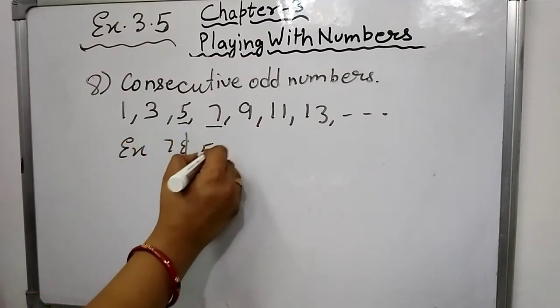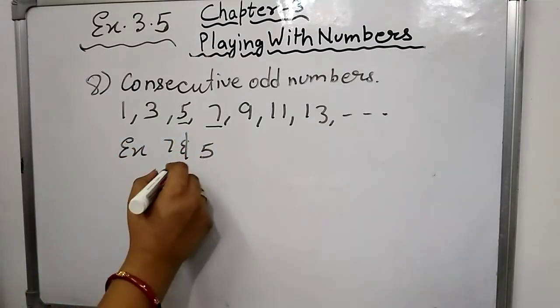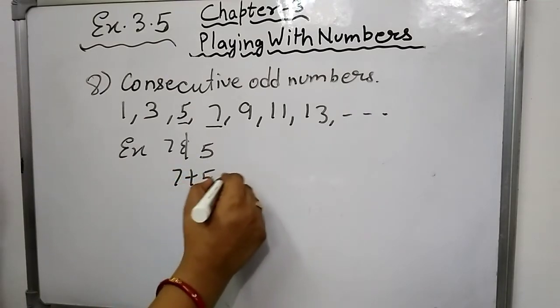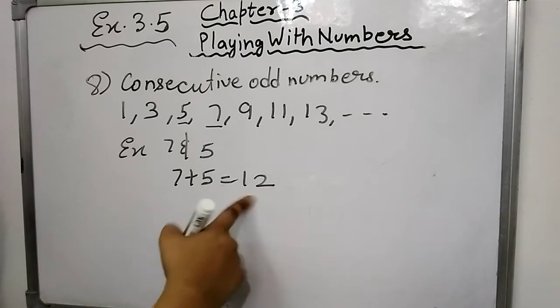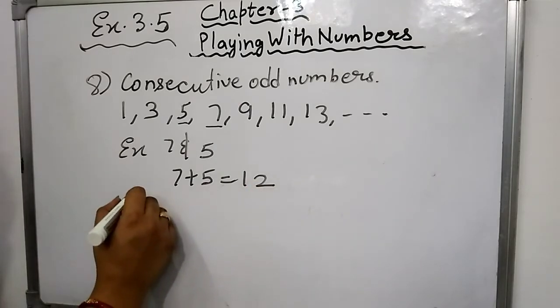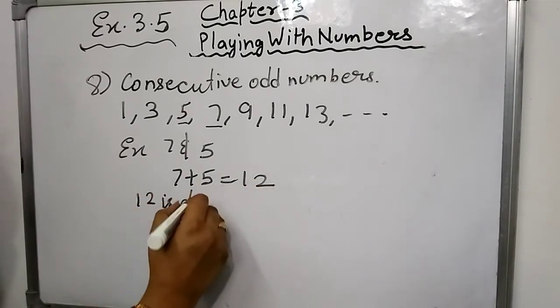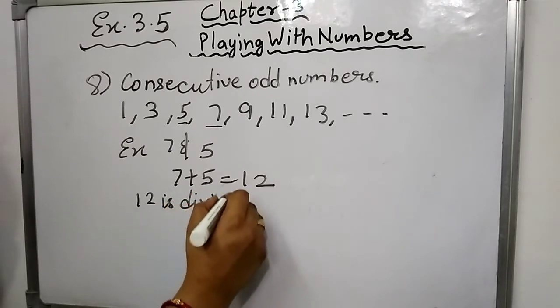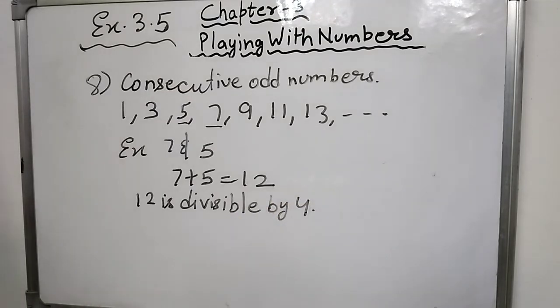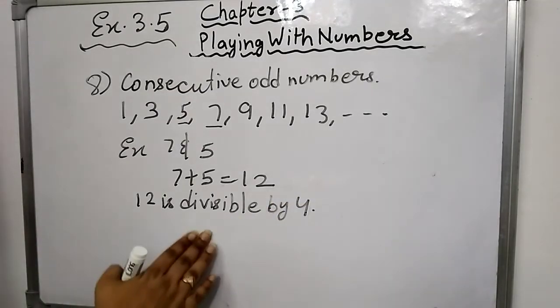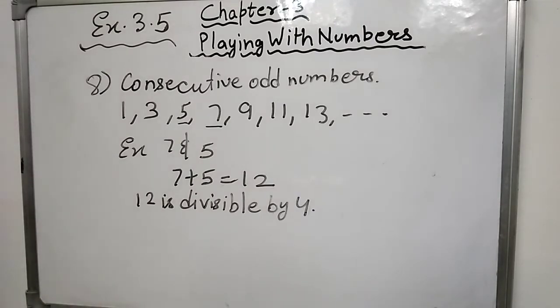7 and 5. Now you need to add them. And 7 plus 5 is 12. This should be divisible by 4. We can directly see yes, 12 is divisible by 4 because when we divide it by 4, we get quotient as 3. 4 3s are 12. So this statement is also true. We can write down other examples also.